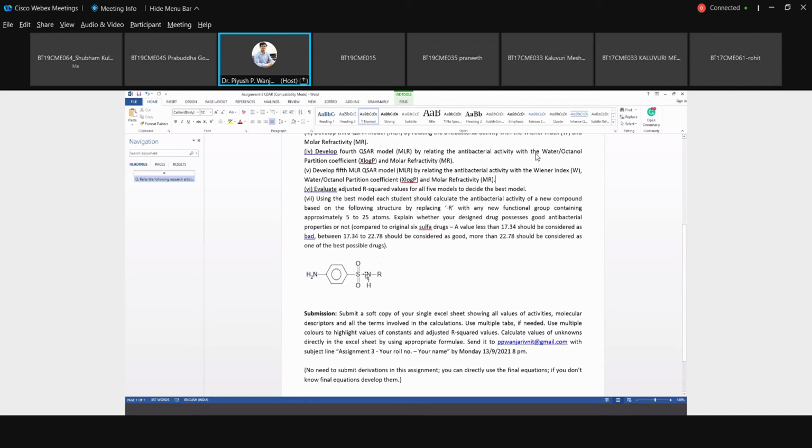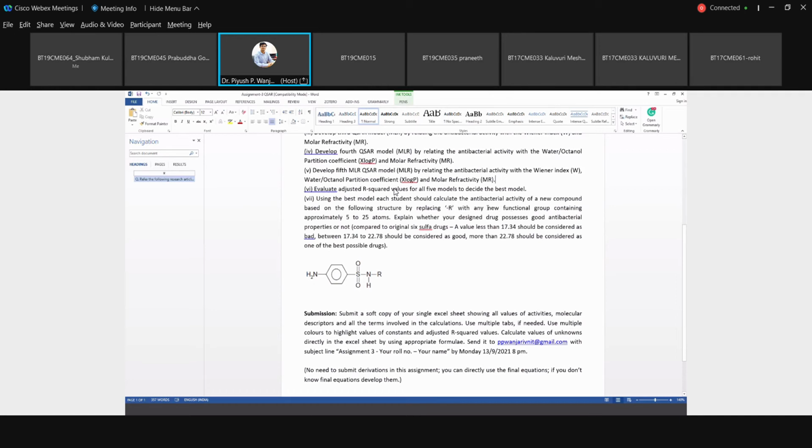So if they already know that this particular structure is good against this particular bacteria, then instead of choosing a very new compound, they are going to play with some functional group. You can consider this functional group to be R, and people will modify this R group and see whether the activity value is coming good or bad. So what you have to do individually, this R group can be any functional group.